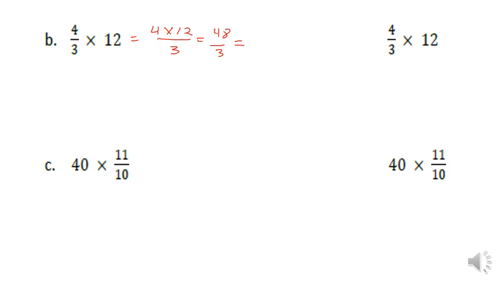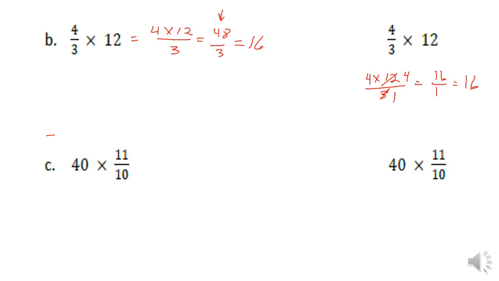And 3 will go into 48. See, 15 would be 45, so 16 would be 48. So 16. Now this one we end up with 4 times 12 over 3. And we can see 3 will go into 3 one time. 3 would go into 12 4 times. 4 times 4 is 16 ones, which equals 16. As you can see, by taking out the common factors, it really reduces these large numbers you have to deal with.